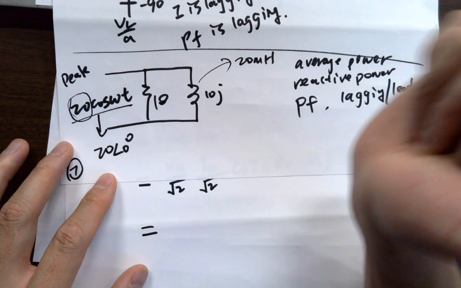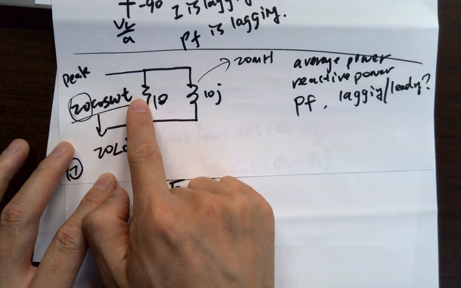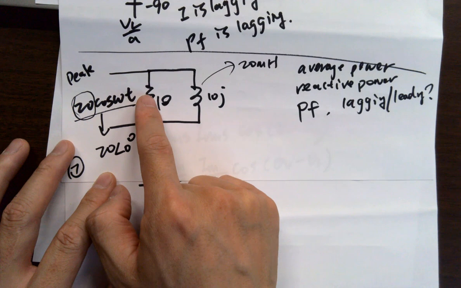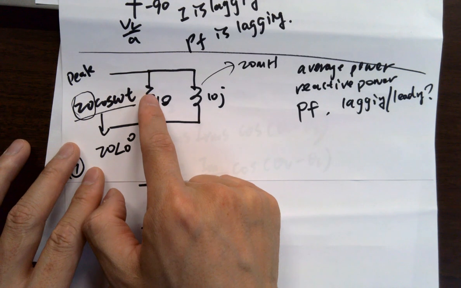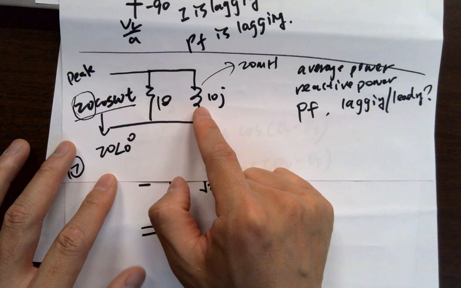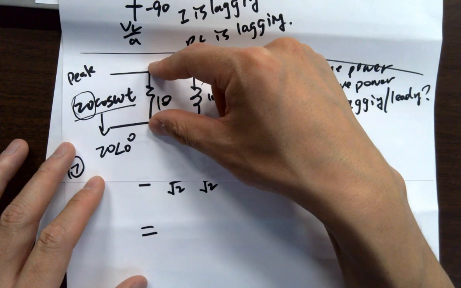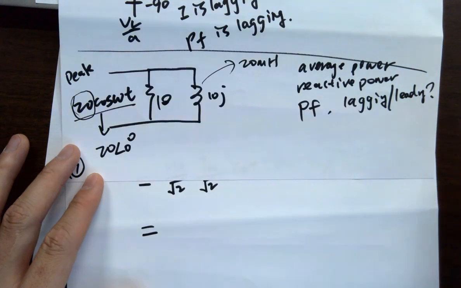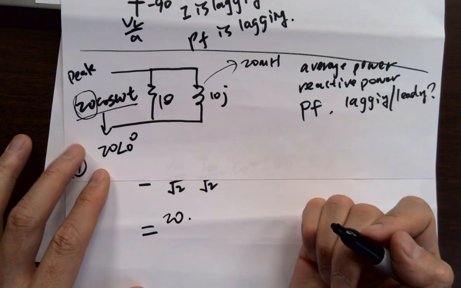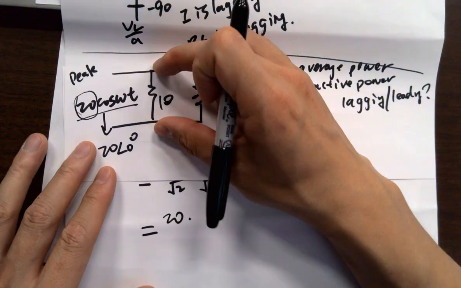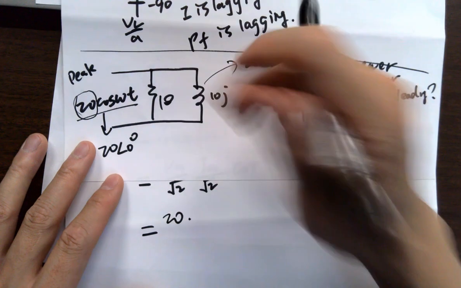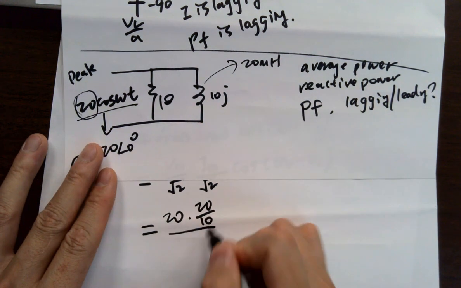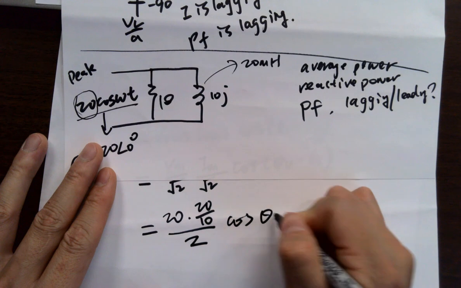So the resistor is the only component that consumes average power. So we can just look at the resistor. It's going to be fine. Don't worry about that. So ignore this guy for now. What's the voltage across it? Peak voltage, 20 volts. Vm, right? What is Im? Yeah, it's going to be 20 over 10, divided by 2, and cosine theta V minus theta I.